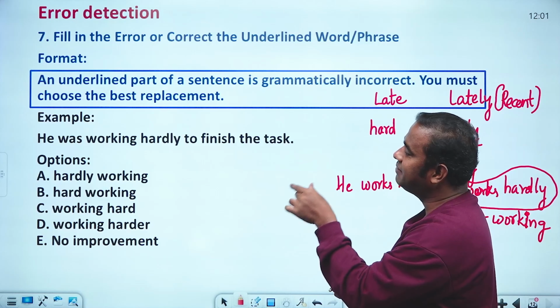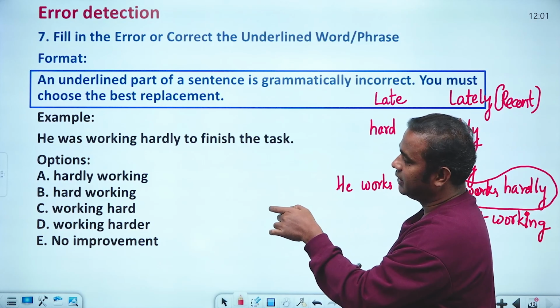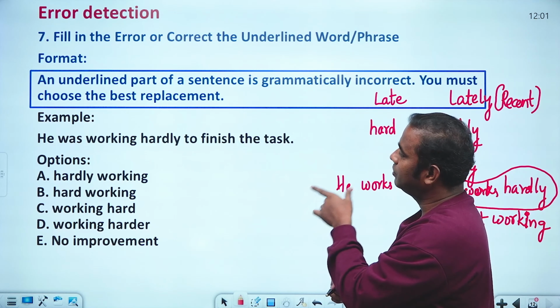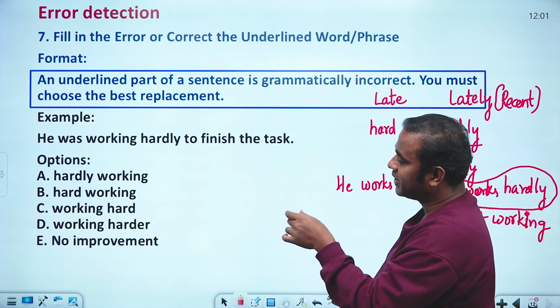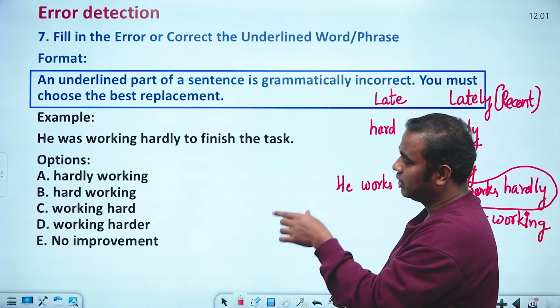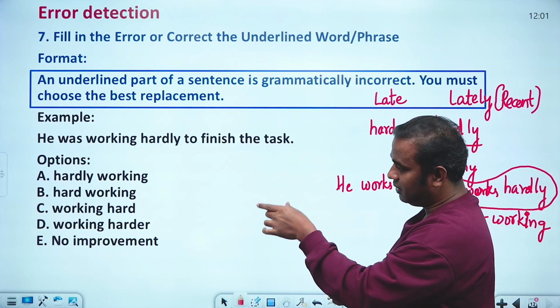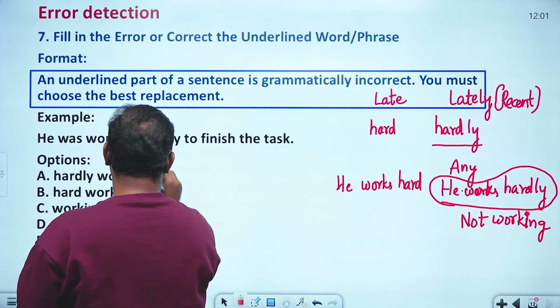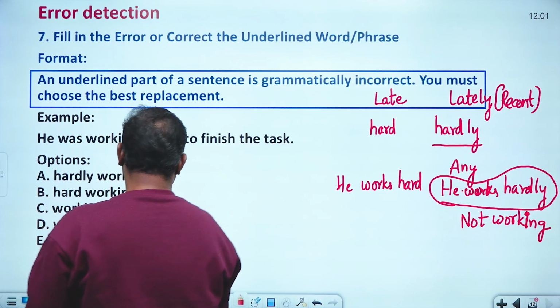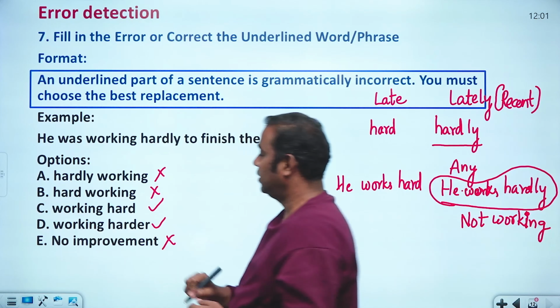He was hardly working to finish the task. He was hard working to reach his task. Okay, then he was working hard to finish the task. Then he was working harder to finish the task. No improvement. Okay, so he was working harder is also a right one. He was working hard is a right one. So all these answers are wrong. Okay, but he was working harder to finish the task is okay, but this is hard, harder, hardest.